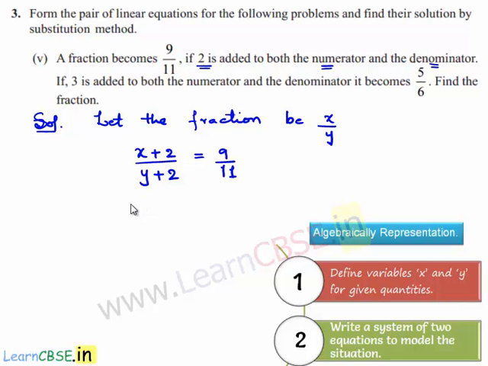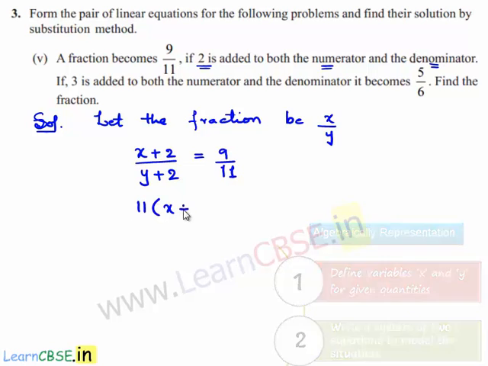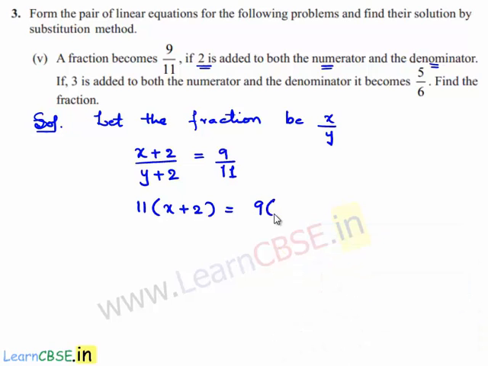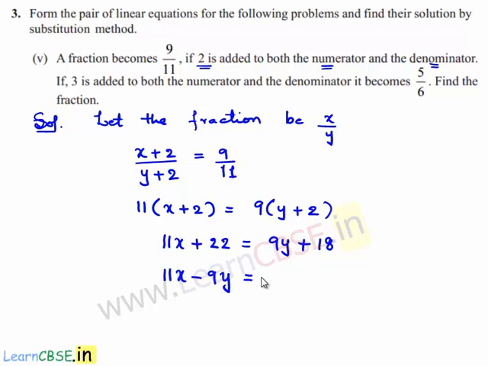On cross multiplication, we get 11 times of x plus 2 is equal to 9 times of y plus 2. This is equal to 11x plus 22, which is equal to 9y plus 18. So rearranging the terms, we get 11x minus 9y is equal to 18 minus 22. So 11x minus 9y is equal to 18 minus 22 is minus 4. So let this be equation number 1.